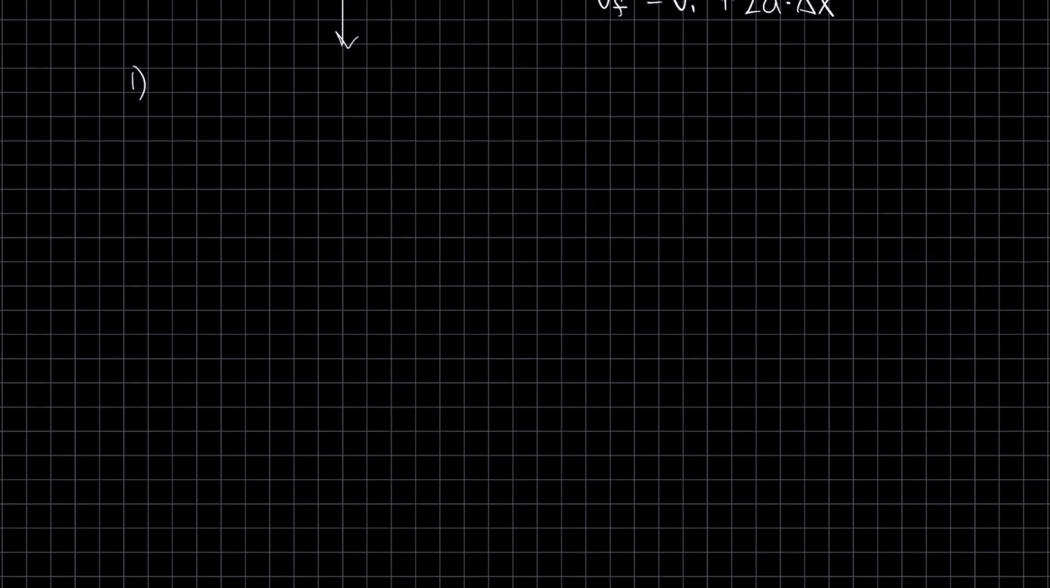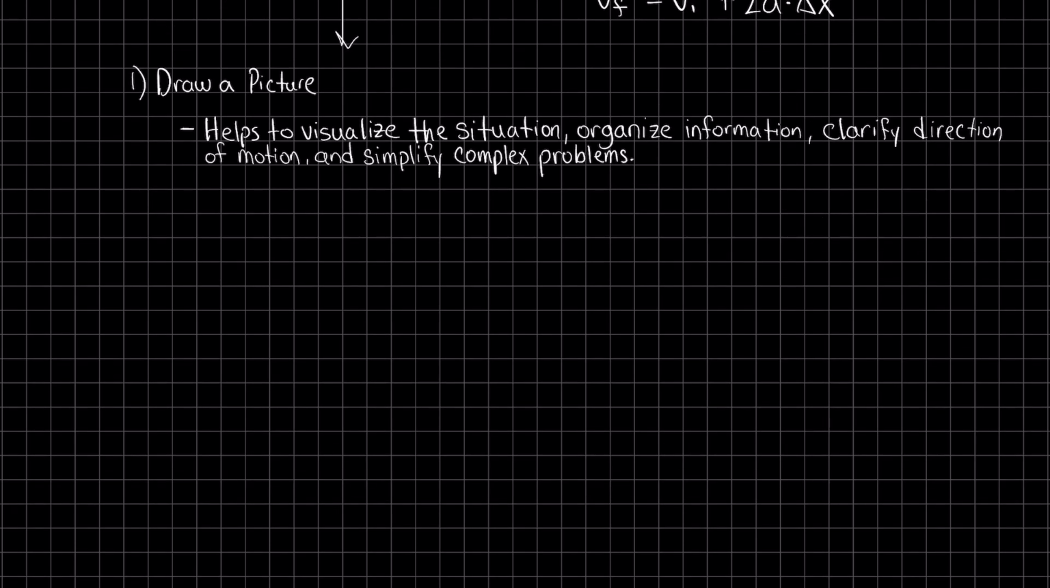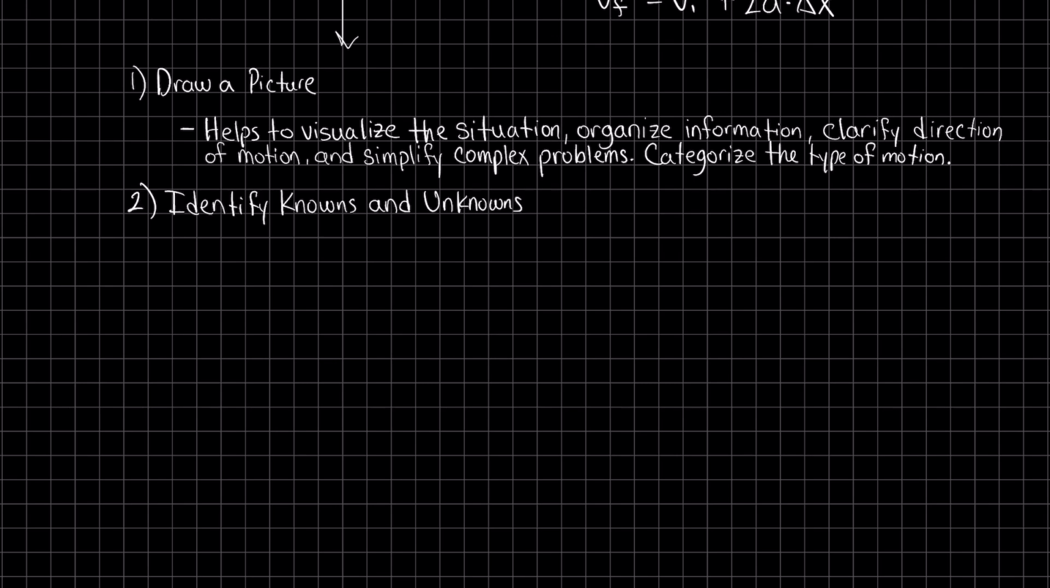In step 1, we need to draw a picture. Drawing a picture helps us to visualize the situation, organize our information, clarify the direction of motion, and to simplify complex sounding problems. Also, what happens in step 1 is where we categorize the type of motion. What I mean by that is that we need to ask ourselves, is this an example of uniform motion, or is this an example of constant acceleration? When we categorize the type of motion, that leads us down sort of a flow chart of what equations are applicable.